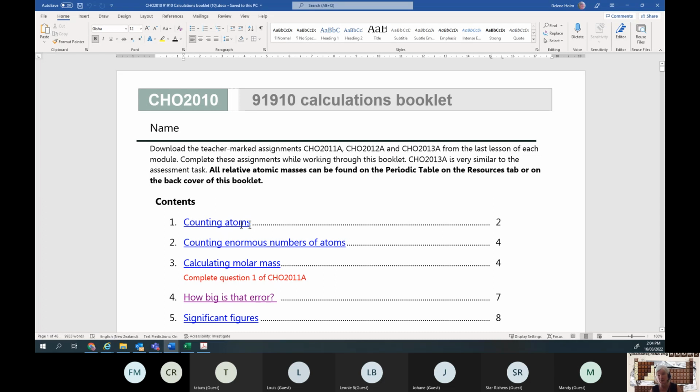So this is what we looked at yesterday, or last week: counting atoms and counting the enormous number of atoms. And you'll also see as you work through the booklet, you can also complete certain questions in the teacher marked assignment. But as was pointed out last time, you don't have to do this work if you're currently working through, say, 2001 or another standard. You can do this at any time. Just as you join the lessons, at least when you come and do the booklet, it'll be a lot easier. So let's look at calculating a molar mass, because that was where we were more or less last time.